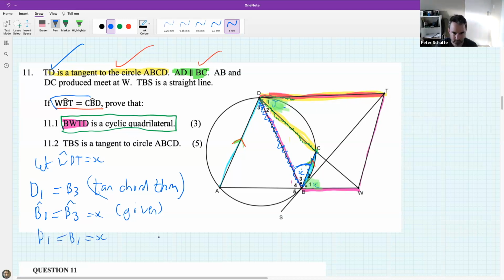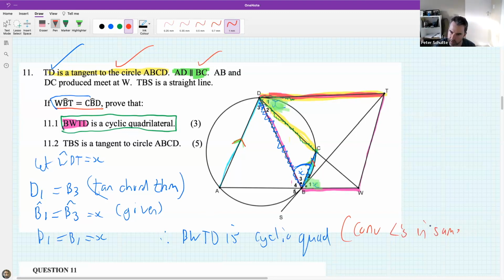You've shown that. But now, because of that, therefore, what do we have? BWTD is a cyclic quad, and the reason is converse angles in same segment.